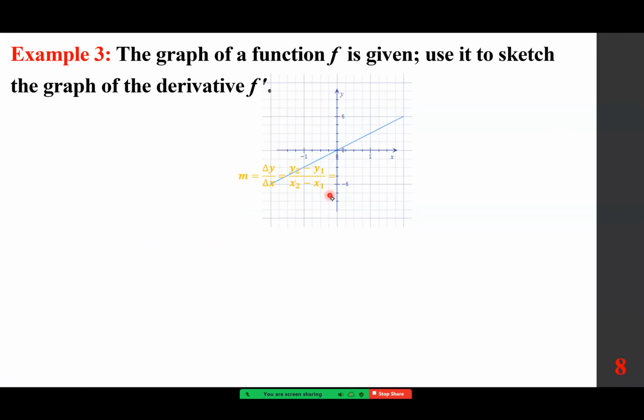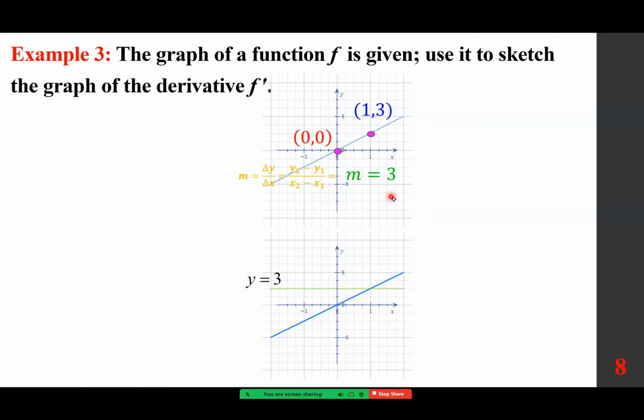And to do that, rise over run. So if I pick 2 pairs, clearly this is 0, 0. And this one is 1, 3. By the way, look at this number is 1, this is 6. So the scale along the x and y, they don't have to be the same, and they are not. So 3 minus 0 over 1 minus 0 gives you the slope of 3. And so corresponding to this, y equals 3 is the graph of its derivative, which is simply a horizontal line. So it's a very simple example in this case.